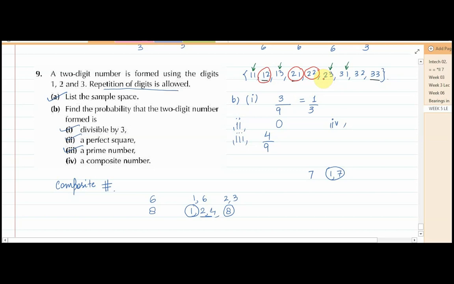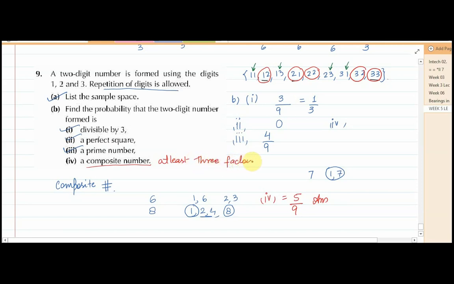In short, composite numbers are those numbers which have at least three factors. 31, no. 32, yes. 33, yes. 33 can be divided by 1, 3, 11 and 33, right? So how many numbers do I have? I have 5 numbers. So for part 4, my answer will be 5 divided by 9, right? I hope now you are clear about the idea of composite numbers: all those numbers which have at least 3 factors.